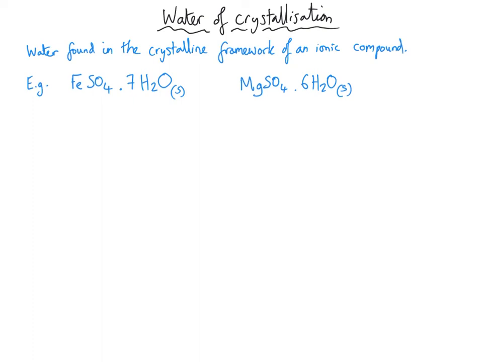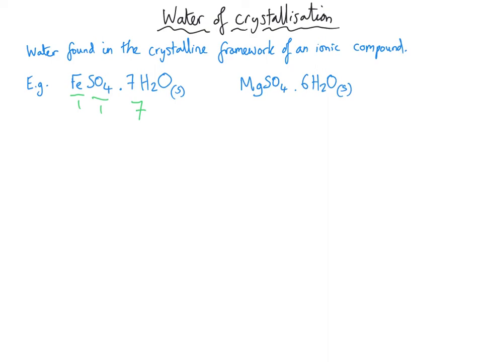We're going to finish this video off by looking at something called water of crystallization. Now, the water of crystallization is the water found in the crystal structure, in the framework of an ionic compound. And so remember that ionic compounds are ionic lattices with alternating positive and negative ions. And so what this means is, in this example, iron sulfate, for every 1 iron ion and 1 sulfate ion, you will find 7 water molecules inside that crystal structure.